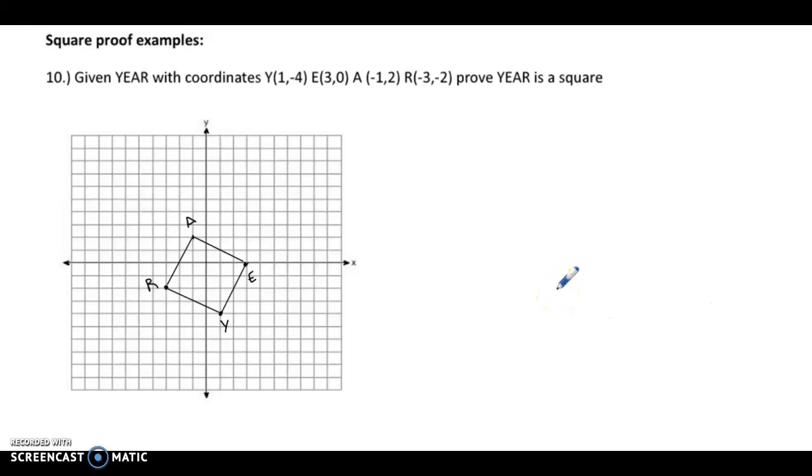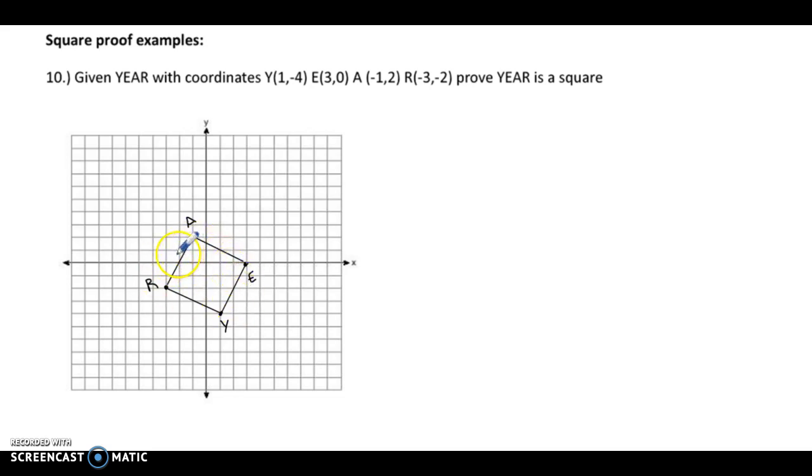All right, this is page 7 from your examples packet, and in this one we are proving that YEAR is a square. I've already plotted the points, so if you haven't plotted the points yet, go ahead and pause the video and plot them. So you should have, again, copied down the notes into the foldable so you know how to prove that something's a square.